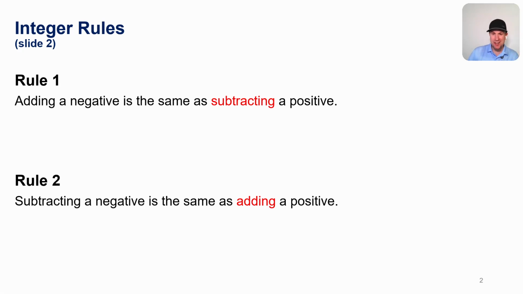Now, to understand this a little bit better, let's apply this rule to the concept of money, because we deal with money every day. It's more tangible when we're looking at negative numbers here. So first off, let's start with the subtracting a positive part, as that's a little bit simpler to understand. It's something we do more often, right?